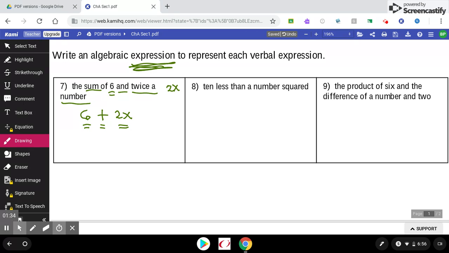So 10 less than a number squared. I'm going to start with this part, show you why in a second. A number squared. Well, again, I don't know what the number is. Squared. So people get this one backwards sometimes, and here's kind of why. Most people know less. If you take less something, that mathematically means subtract. So the question would be, is it 10 minus x squared? Or is it x squared minus 10?